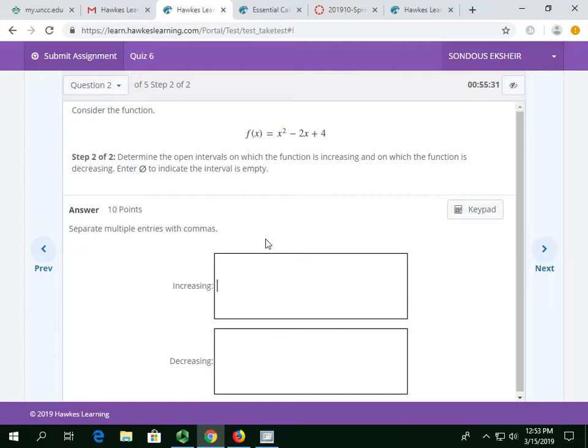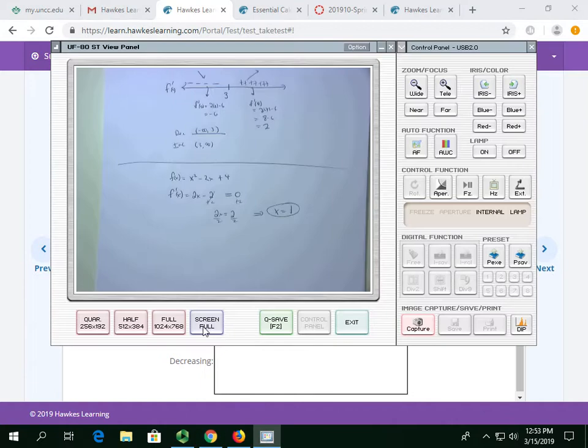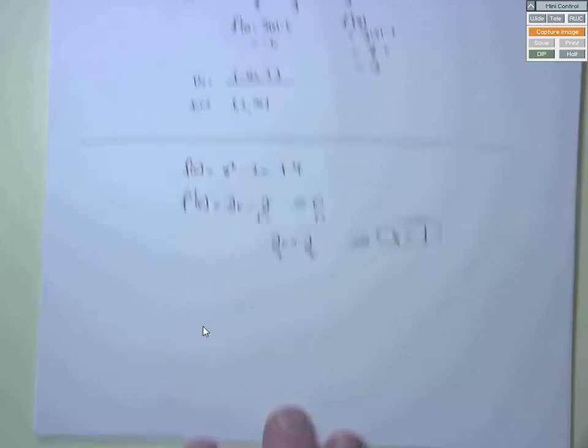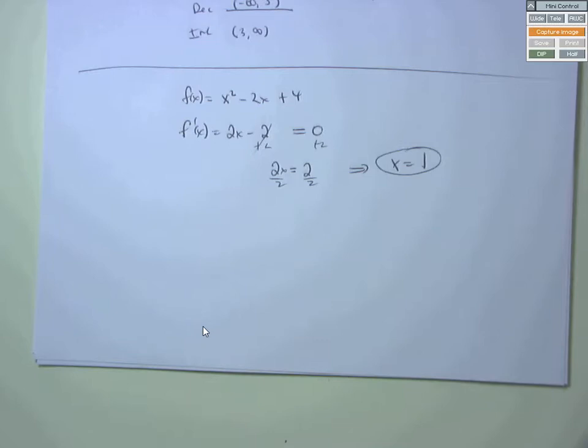Part 2 here is this. Now they want me to tell you the intervals of increasing and decreasing. Determine the open intervals in which the function is increasing and the function is decreasing, and we'll use the empty set symbol, 0 with a line through it, on that little keypad to indicate the interval is empty. So come back over here. Here's my problem that we just did, but now I want to find intervals of increase and decrease.